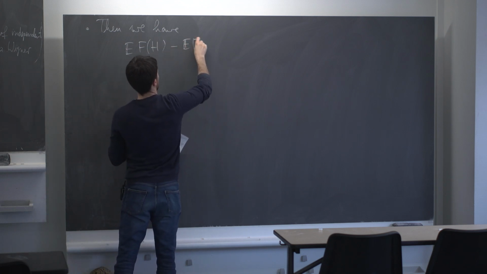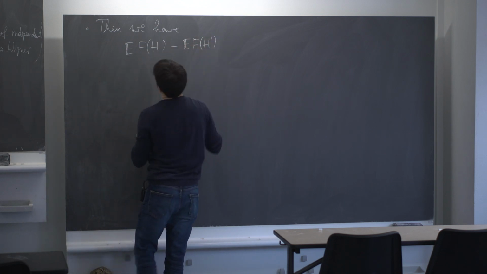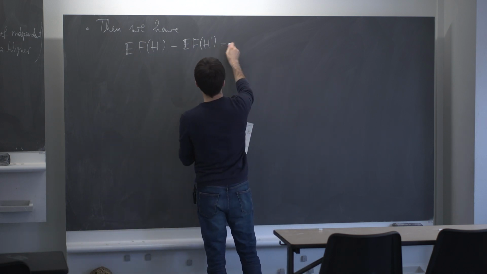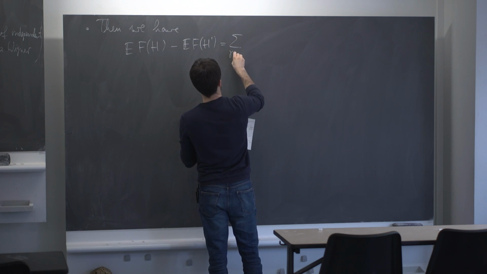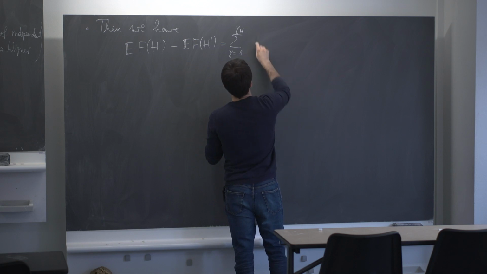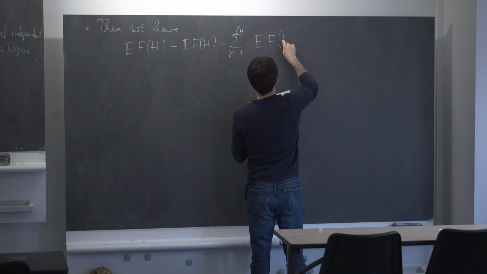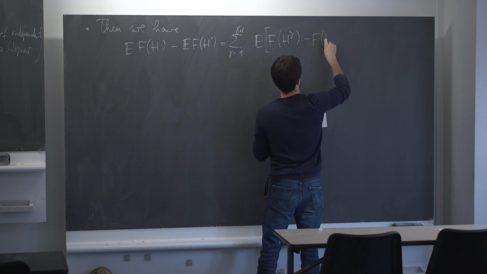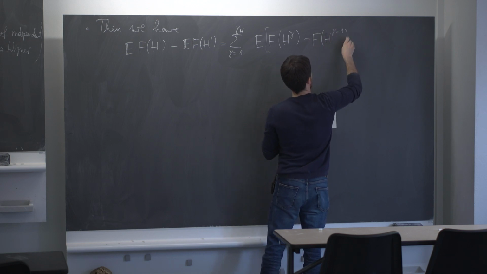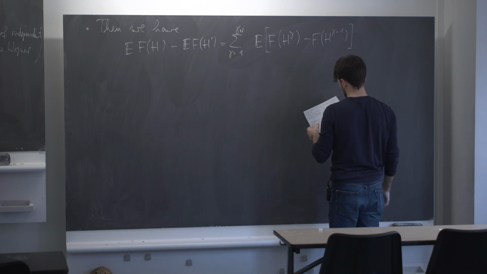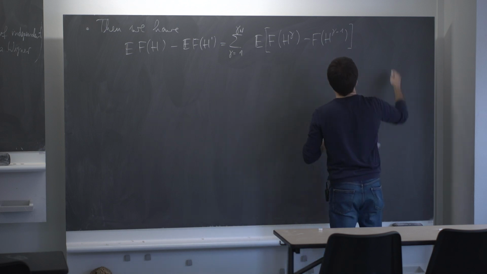So the expectation, this is the object we want to understand, and now we smuggle in all of the H gammas. So this is the same as the sum over gamma from 1 to gamma n, where I take the expectation of the same guy, but now evaluated in H of gamma minus f on H of gamma minus 1.